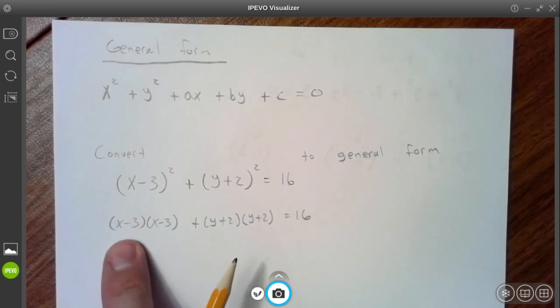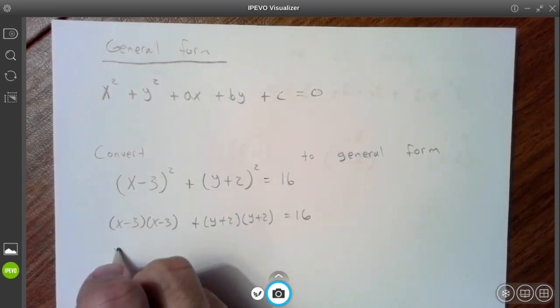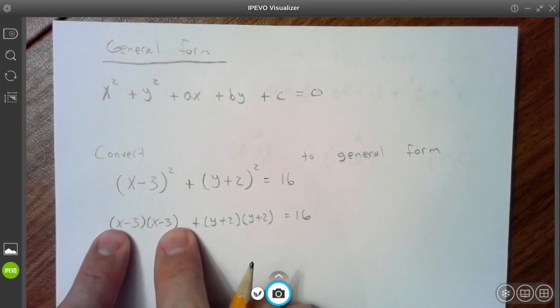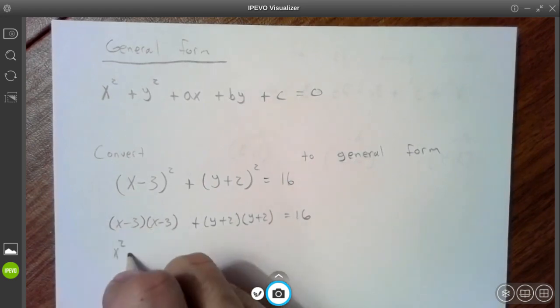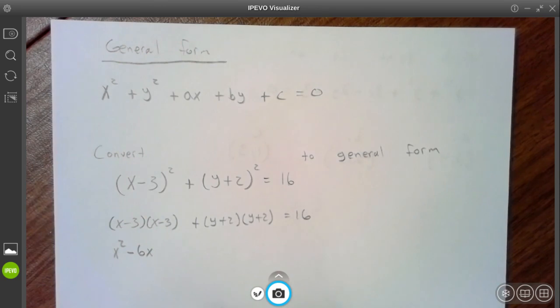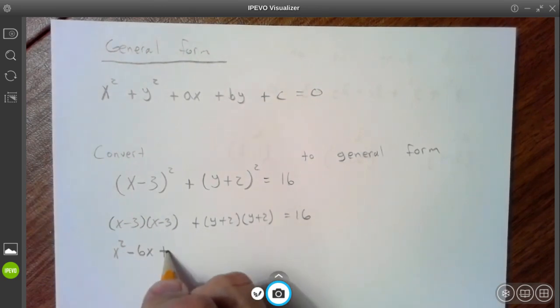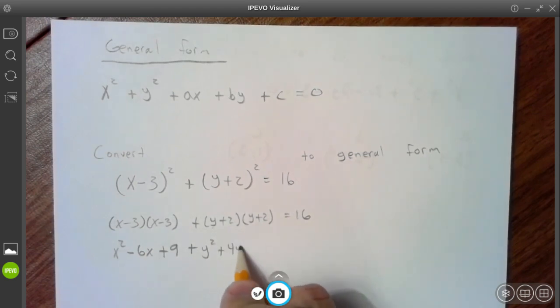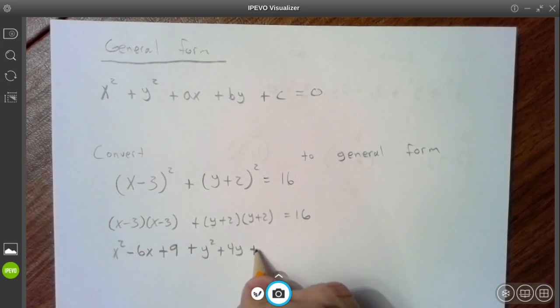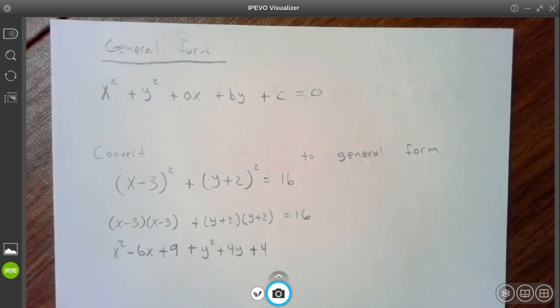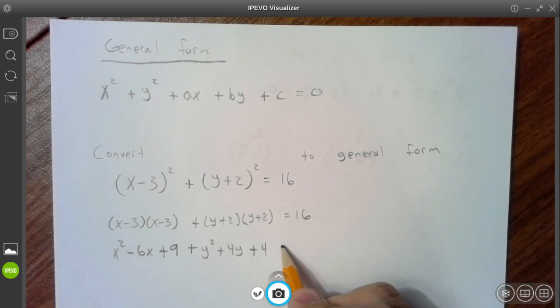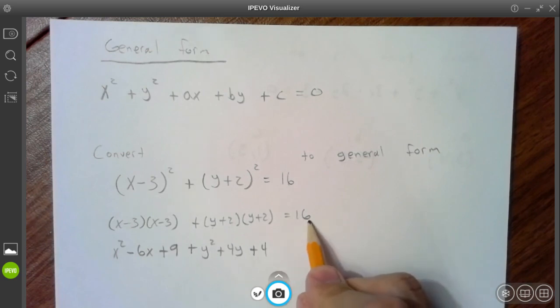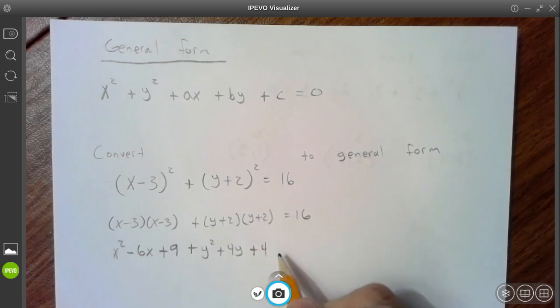Okay. When we multiply this out, we're going to get x squared. We're going to get a negative 3x and another negative 3x. So that'll give us negative 6x. And then negative 3 will make a 9. All right, on the y side, we'll get y squared. We'll get a 2y and another 2y. And then 2 and 2 will make 4. So we're just multiplying this whole thing out. And let's go ahead and subtract this 16 from both sides. So move the 16 to the left side of the equation.